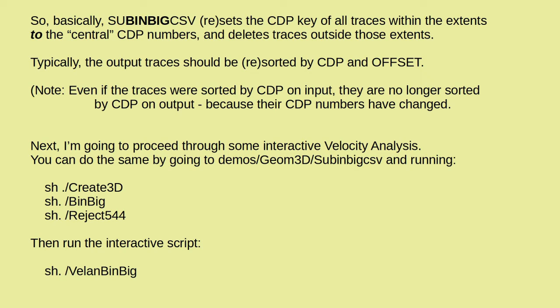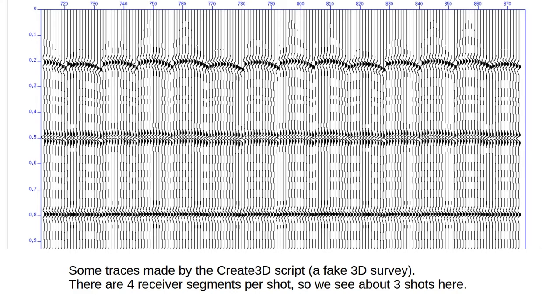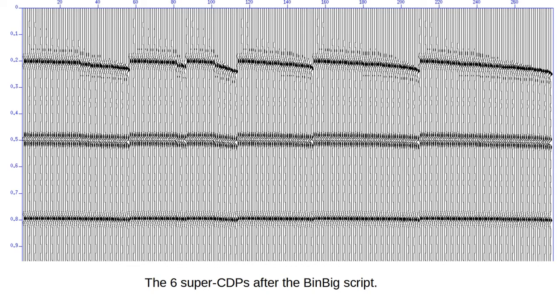Next, we are going to create all traces of a fake 3D survey, then use SUBINBIGCSV to pass only traces at locations where we are going to perform interactive velocity analysis and interactive mute definition. These are traces after the Create 3D script. These are the only traces passed by our setup of SUBINBIGCSV. We now have only 6 CDP numbers, but each of these CDPs contains traces from the larger size that we defined.